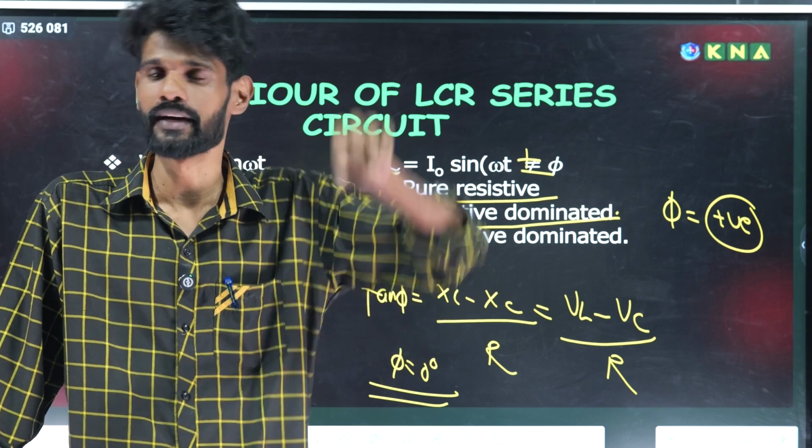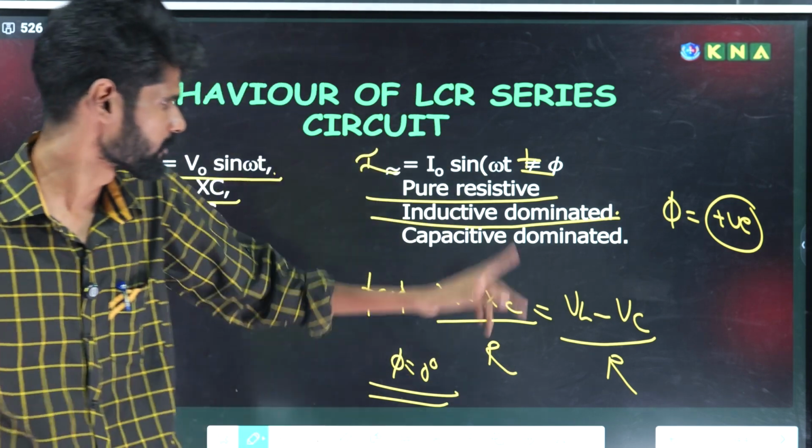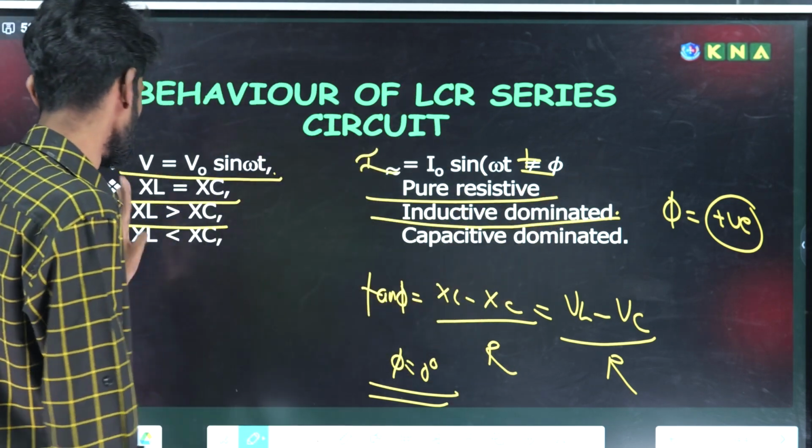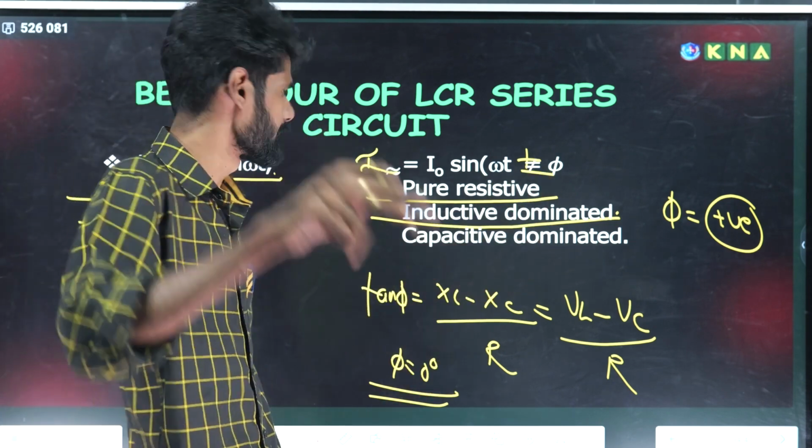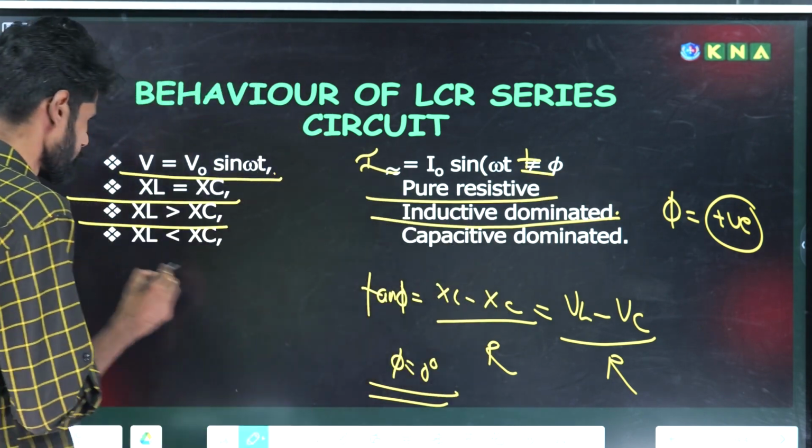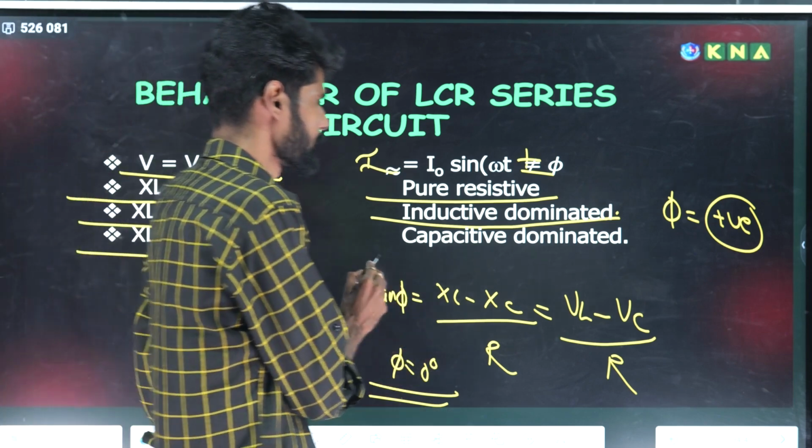Pure inductor, phi is pi by 2. Here VL greater than VC means voltage leading, current lagging. Now it is an inductive dominated circuit. If XL less than XC, it means capacitive dominated.